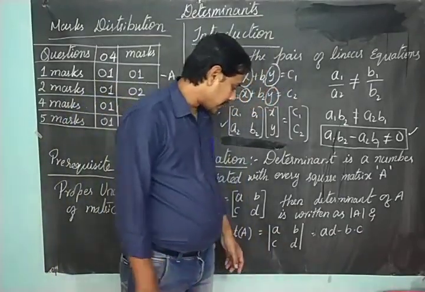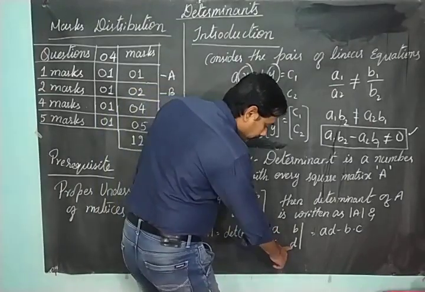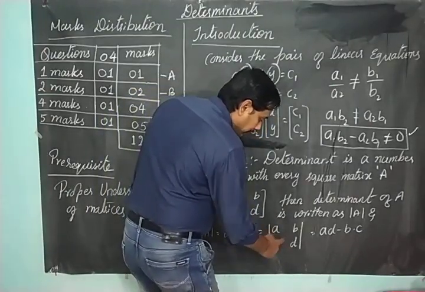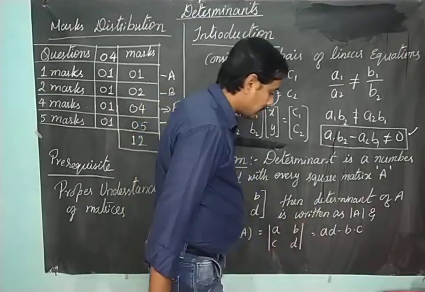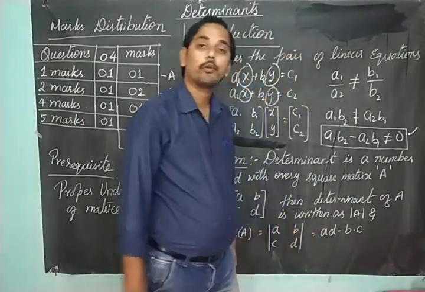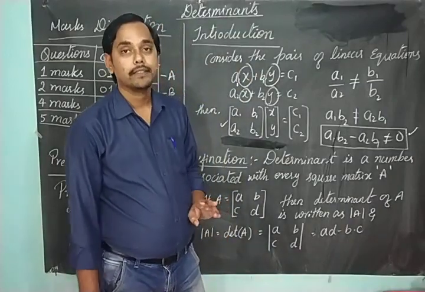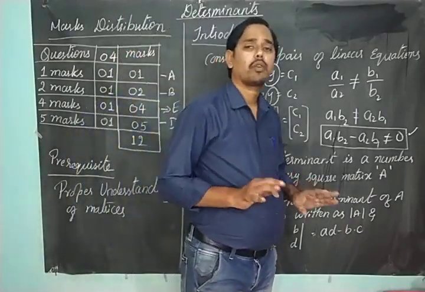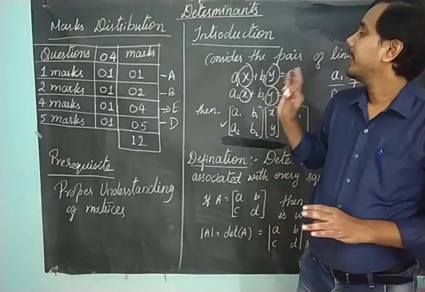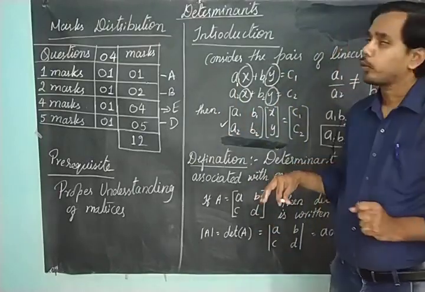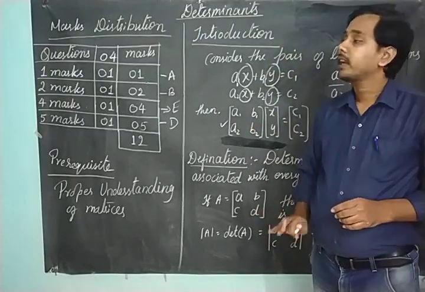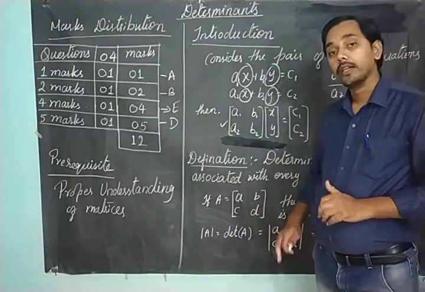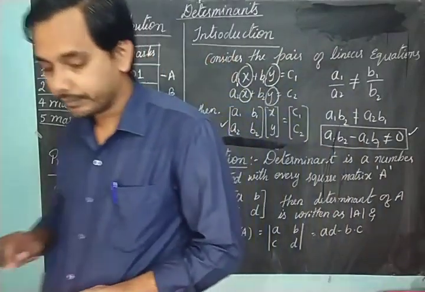And it can be calculated by cross multiplication: a into d minus c into b, that is, ad minus bc. This value will give you the determinant. So this was about the introduction and marks distribution. Pause the video, take down this definition, and if you need, you can also take down this one. Pause the video and take the notes.